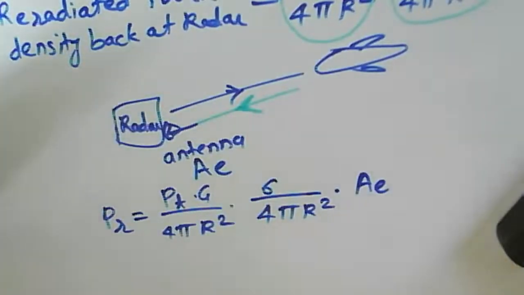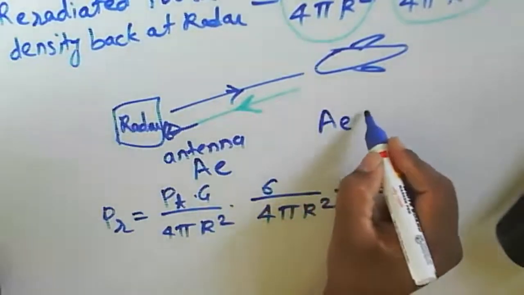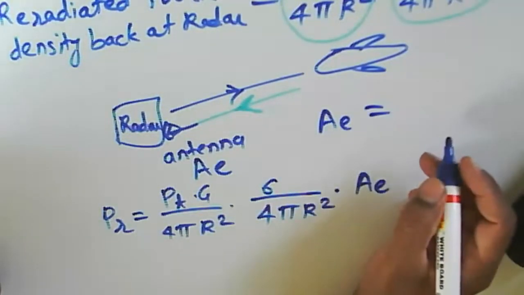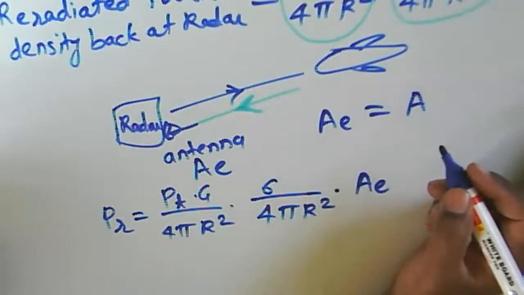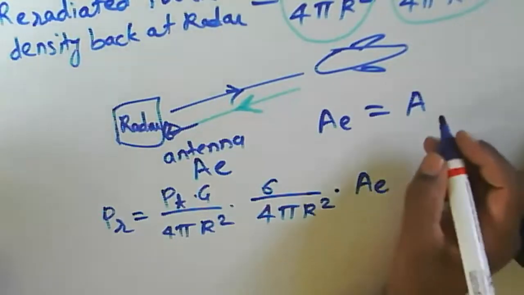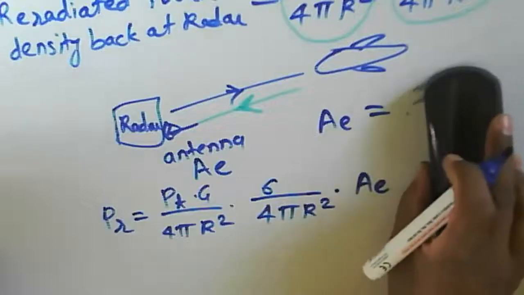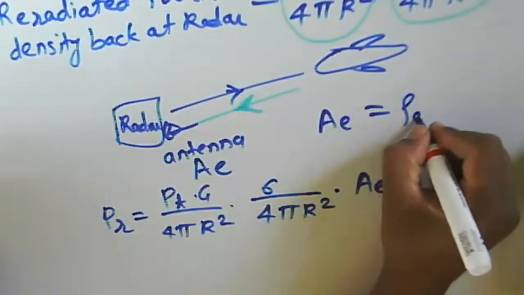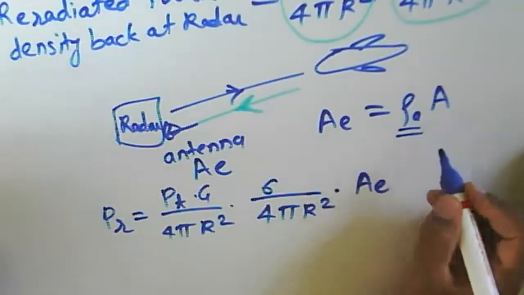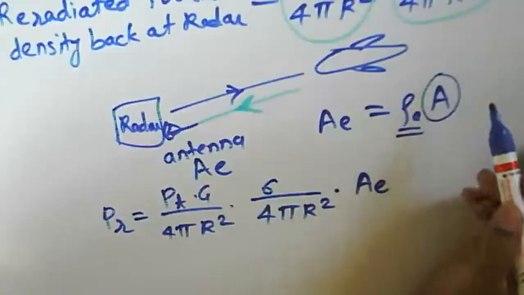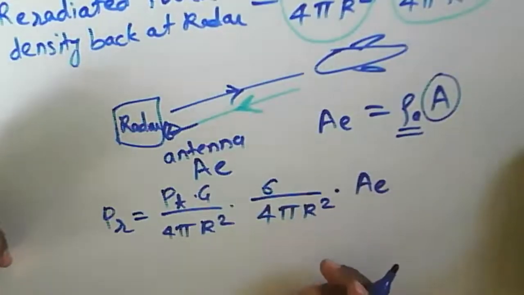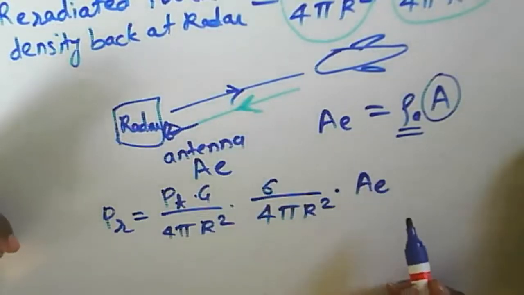We can find out that the effective area of the receiving antenna, A effective, is the effective area of this receiving antenna. It depends upon what the physical area is and the aperture efficiency. So we are supposed to consider the physical area and the aperture efficiency. This is nothing but the antenna aperture efficiency, and this is nothing but the physical area, and that's why we will get the effective area.